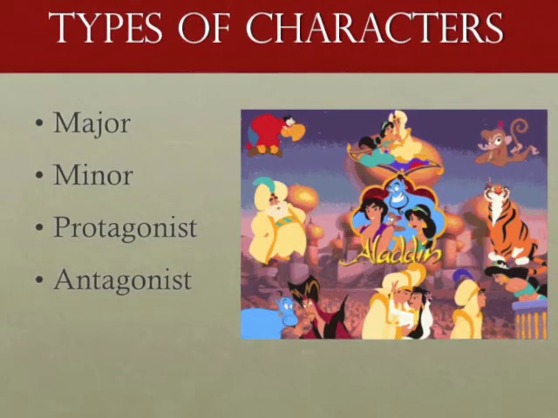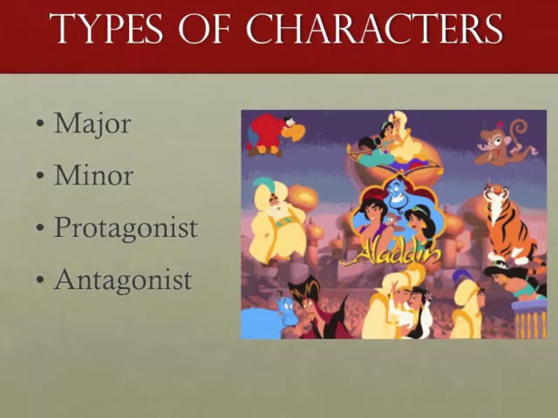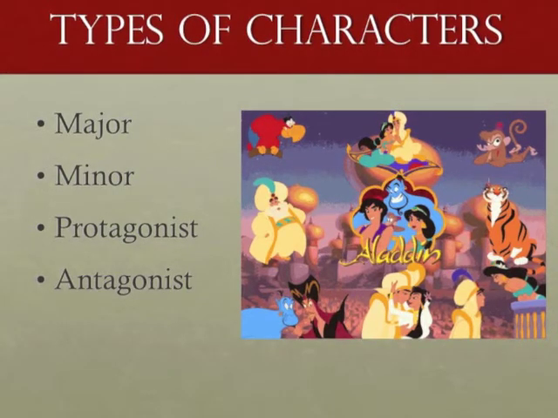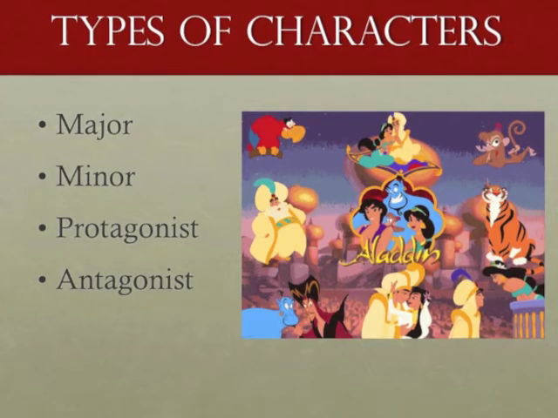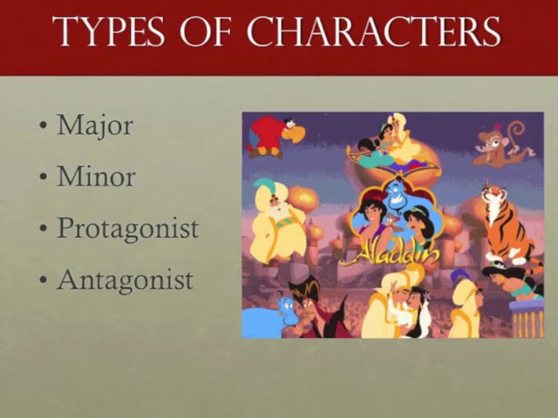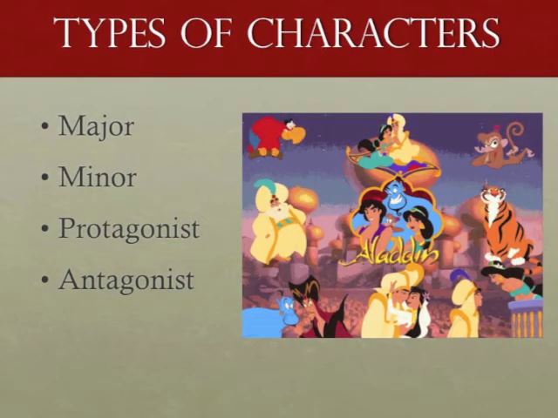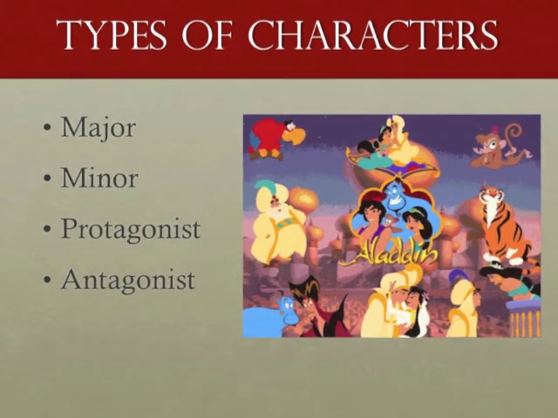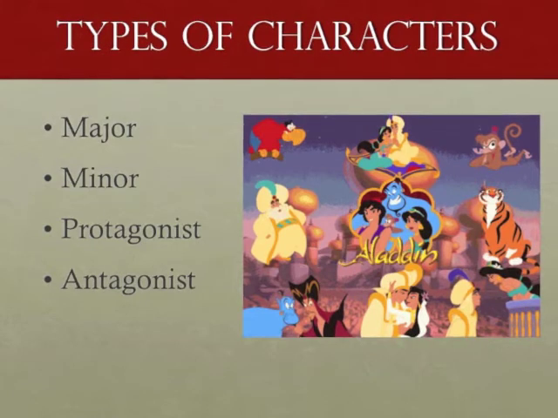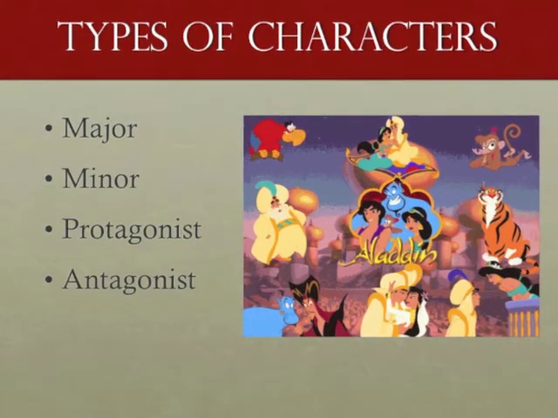Now, for today, we're going to use an example from my favorite Disney movie, Aladdin. And if you look at the picture here, it's pretty easy to tell who's major and minor. There are 4 pictures of Aladdin and of Jasmine in this picture, so you can tell those are the major characters. All of the others are minor. Aladdin is our protagonist, and Jafar, down there in the bottom corner, is our antagonist.